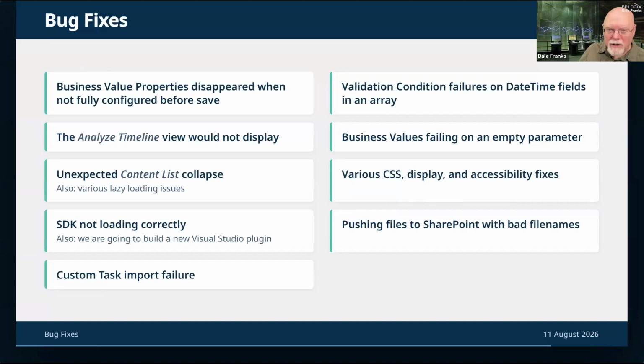So it was checking to see if they were fully configured, and if they weren't, the system was deleting them. So we've changed that behavior. If you do have those blank business value properties that are not fully configured, when you save, you won't lose the configuration that you already have.